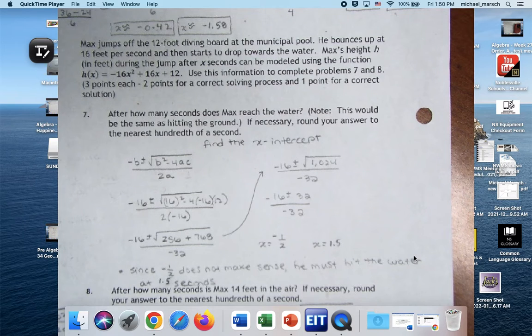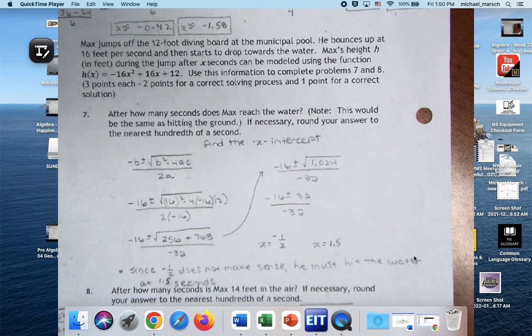Yes? I don't get how you got negative 1/2 to be 1.5. I didn't. It's two different values. When I add 32, I get 16 over negative 32, so I get negative 1/2. When I subtract 32, I get negative 48 over negative 32, which is positive 1.5.